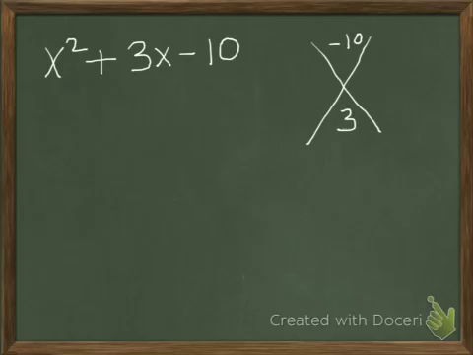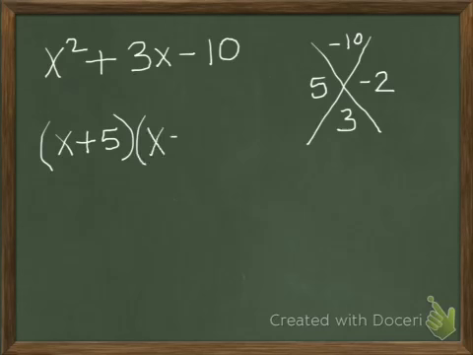We know that to get a negative number when we're multiplying, one of our numbers must be negative and one must be positive. All right, so we go through the factors of negative 10, and I'll give it to you quickly. It's going to be 5 and negative 2, because 5 times negative 2 is negative 10, and 5 minus 2 is 3. And so here's how we write out a factored trinomial: x plus 5 times x minus 2.